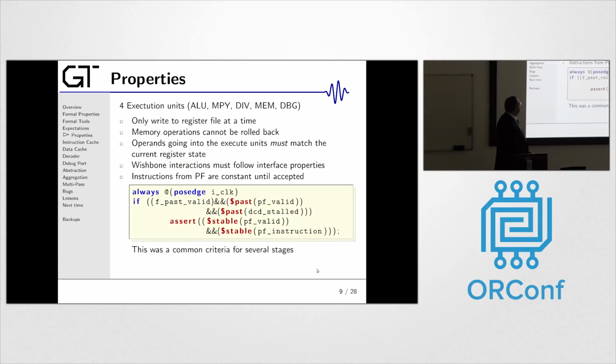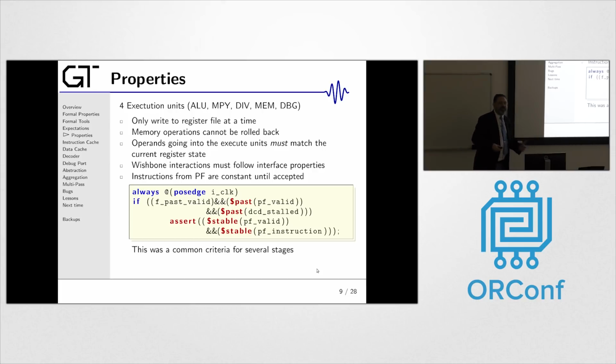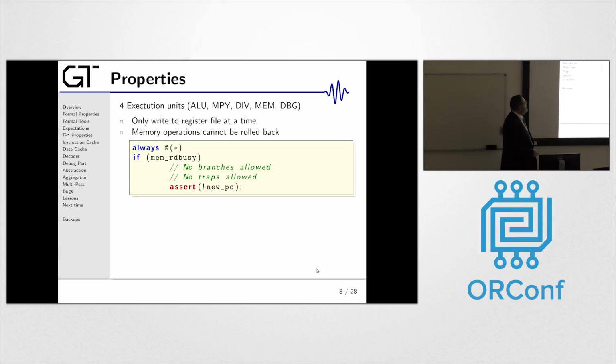Let's see. Operands going into the execution units. This is one thing that really gave me a hassle. There's a lot of code working through the bypass of the execution units to make sure the right stuff goes in. So it's got to match the register state. The wishbone interactions have to follow wishbone properties. Instructions from the prefetch are constant until accepted. This applied to several stages. It wasn't just the prefetch. But these are just some of the properties I started with just to get myself going into what this would take. Let's see, I already did that one.